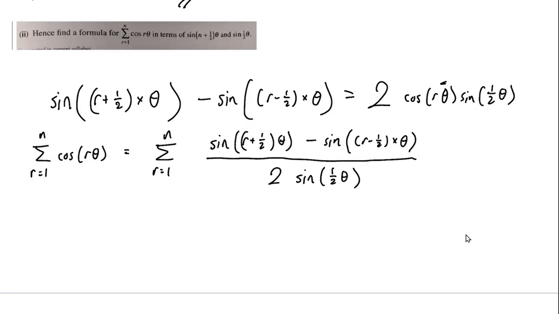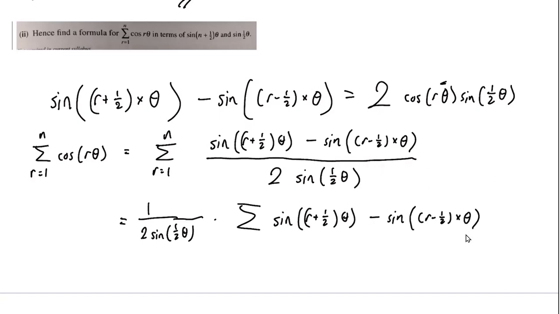Now, this is a constant, right? 2 sine half theta, or 1 over 2 sine half theta. It's not related to r. That means you can actually factor it out. So 1 over 2 sine half theta multiplied by the summation of the difference here: sine of r plus half theta minus sine of r minus half theta, r equals 1 to n.